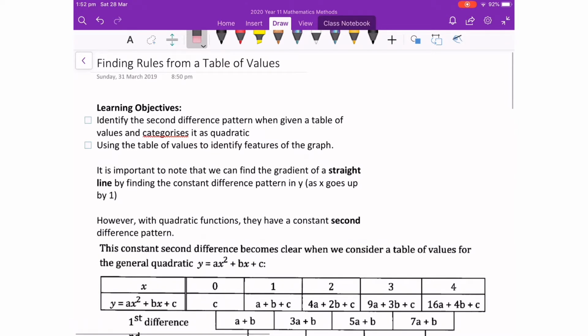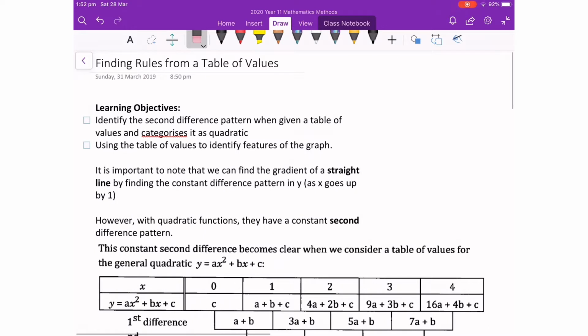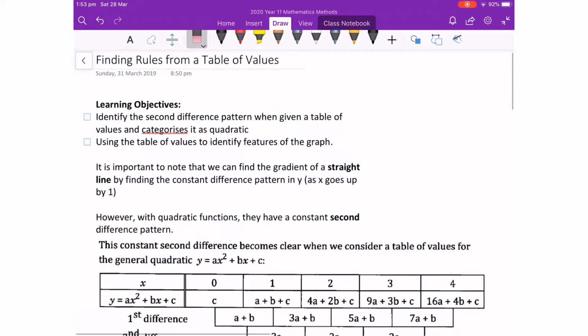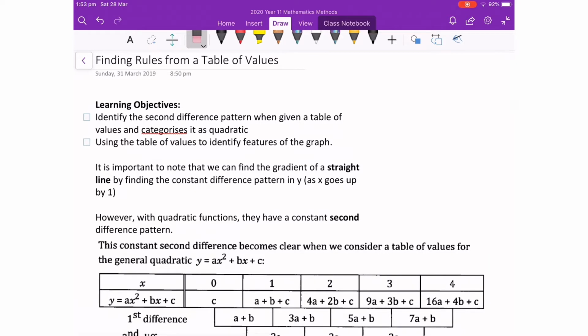It is a bit confusing at first, but I think as you go through a few examples, it does seem to make sense over time. Okay, so let's have a look here. It is important to note that we can find a gradient of a straight line by finding a constant difference pattern in y as x goes up by 1.